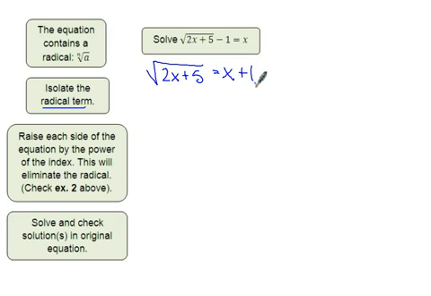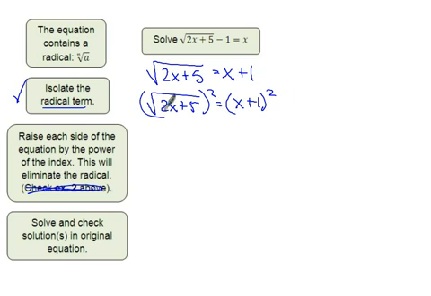Alright, so that's step 1. Step 2, you're going to raise each side of the equation to the power of the index. The index here is a 2, it's understood to be a 2. So we're going to raise both sides to the second power, and what's going to happen is that we're going to eliminate this radical sign. So now we have the square root of 2x plus 5, squared, is equal to x plus 1, squared. And the radical goes away, so we have 2x plus 5 is equal to (x plus 1) squared.